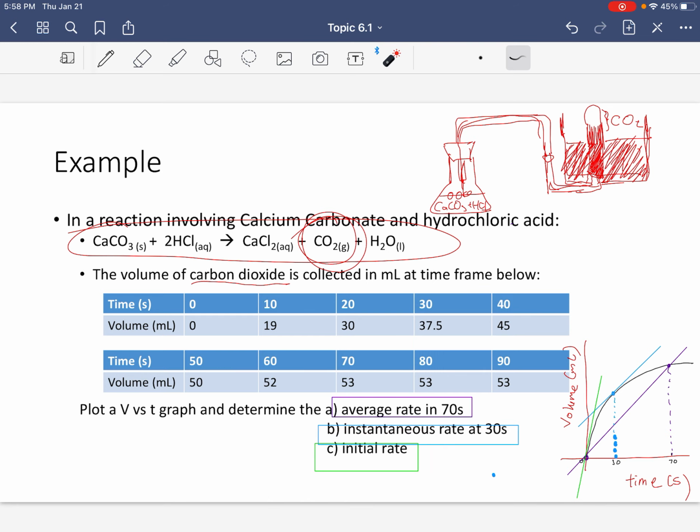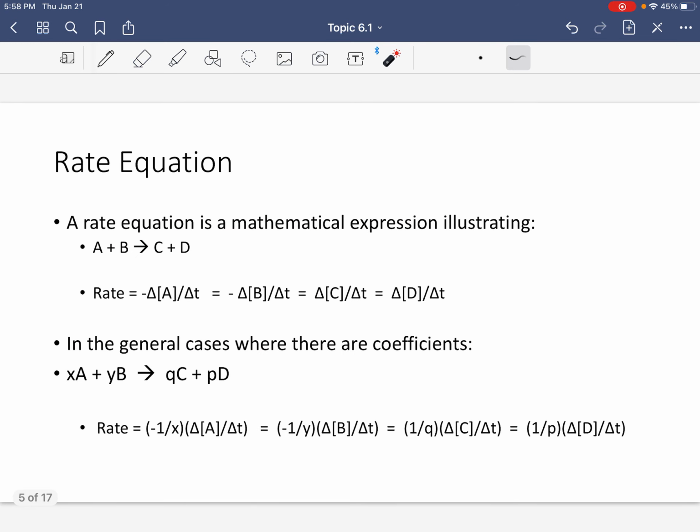Very important. All right, let's continue with rate equation. So a rate equation is a mathematical expression. Let's say here is my reaction, and the rate for this reaction is negative delta A over delta T. Negative is because we're seeing the number of A decreasing. Rate is not supposed to be a negative number. Heck, it can't be a negative number.